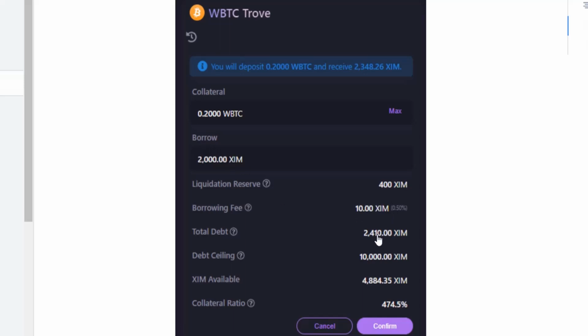You're going to have to make this money back with the XIM as you put it somewhere else. The debt ceiling is the total amount of XIM that the protocol has set that can be backed by wBTC.